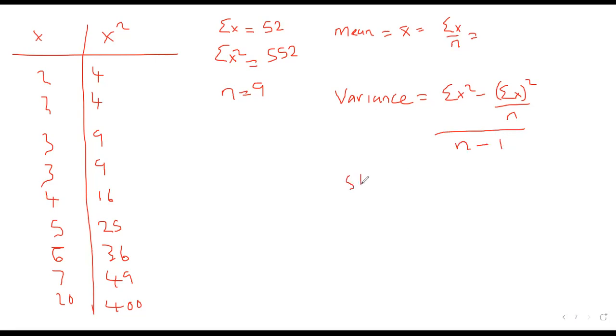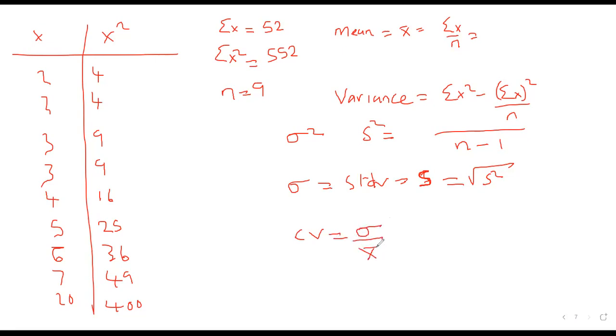And the standard deviation, the symbol is simply an s. Here it is s squared for a sample. For a population, we use the symbol sigma squared. For a sample, we use s, standard deviation, but for a population, we use sigma. To find our standard deviation, we square root the answer we get for the variance. Then we go to our coefficient of variation, which is simply standard deviation over the mean times 100.